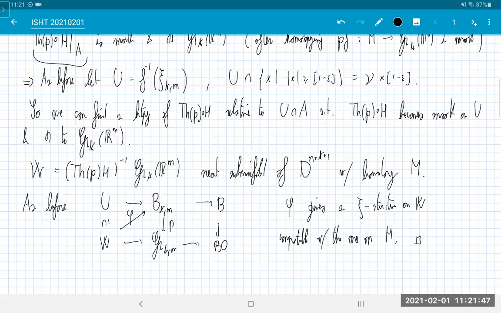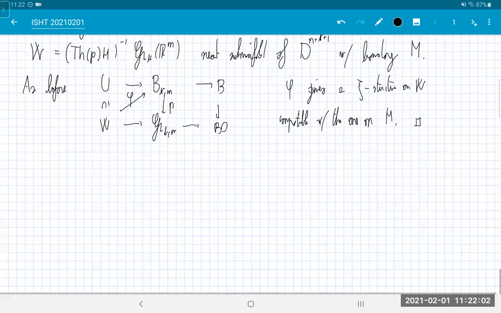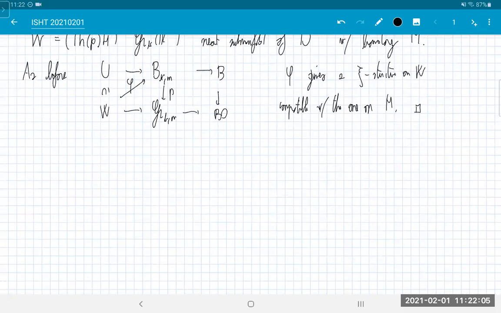The only trick is that BKM is not a smooth manifold anymore in general, so you just have to work with the transversality here. But that's not a problem. Okay. Questions?